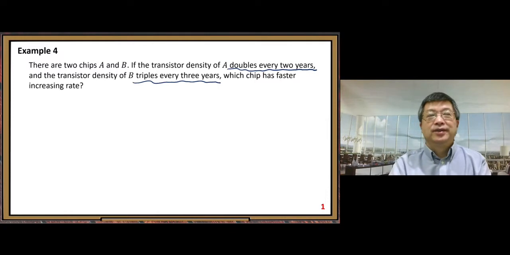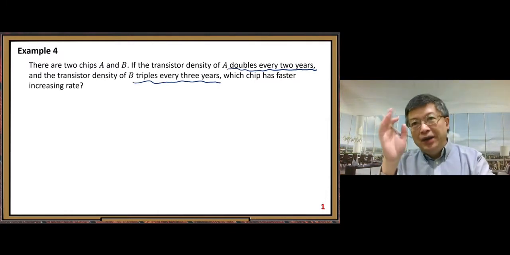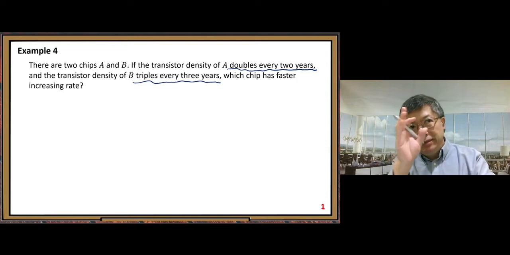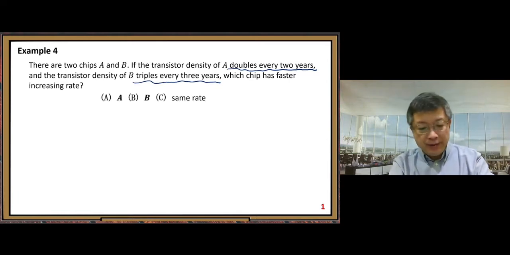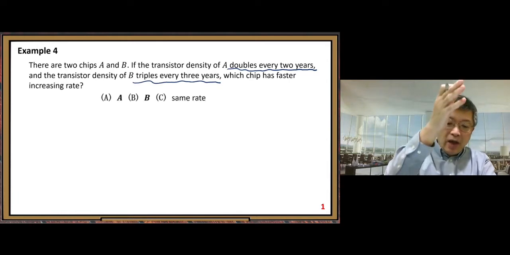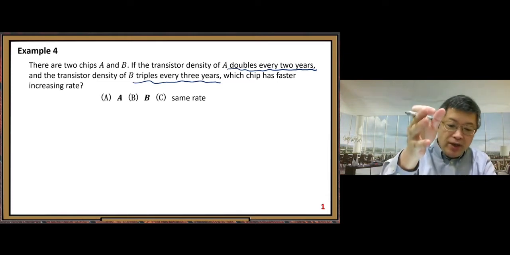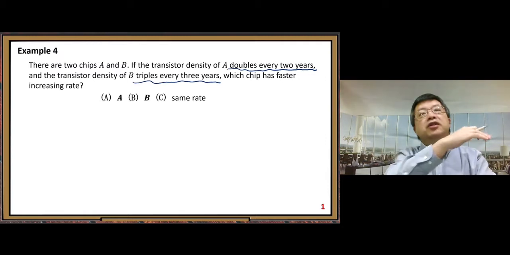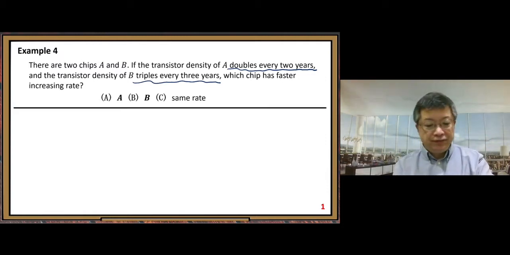Simple question. But here I'd like to give you a method, a special way of thinking. The options are: A faster, B faster, or C the same rate. We want to find the answer.